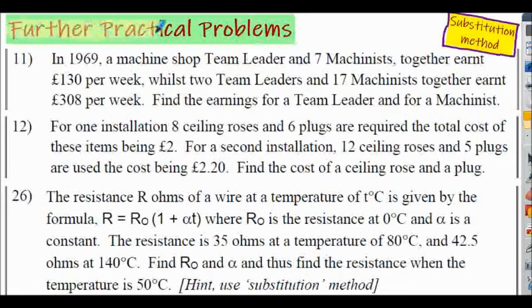So let's consider the further practical problems presentation here, three of which are outlined on this slide. I've included question 11 and question 12. These are contextualized questions. In the previous presentation we solved them using the elimination method. I will show you those solutions here purely for reference, but in this presentation we're going to solve them using the substitution method. I've also included question 26 from our previous presentation, the solution to which was not given in that presentation, but you were encouraged to solve this using the substitution method. So in this presentation I will show you the full work solution for question 26 using the substitution method.